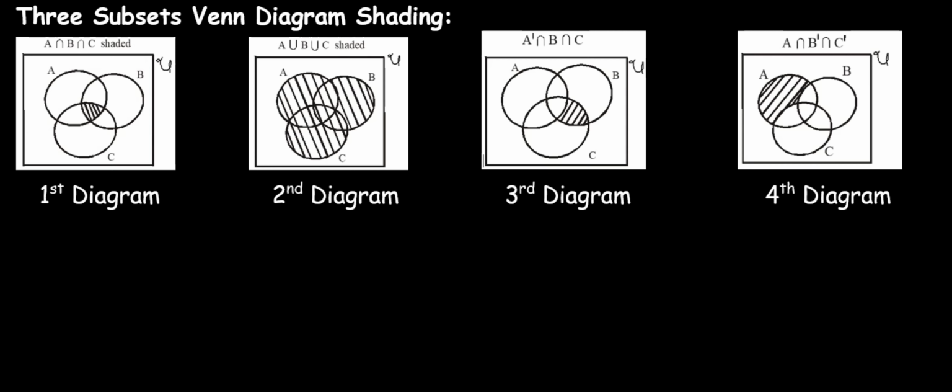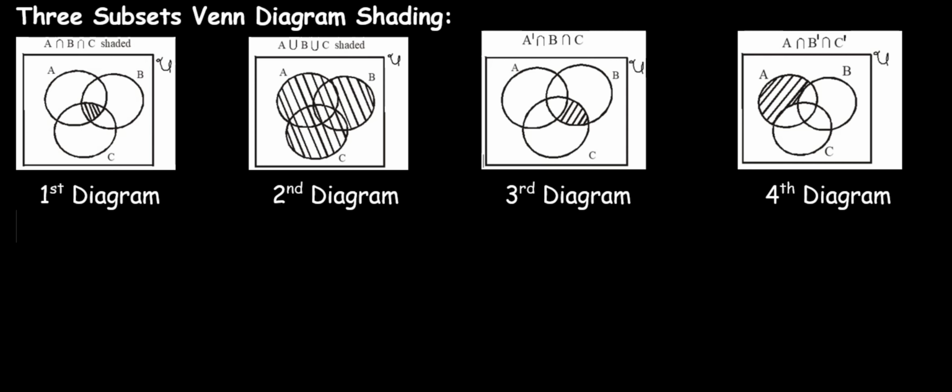Next, which is the second diagram, we have A union B union C shaded. If you look at it carefully, you will see that every part in the diagram where the three subsets A, B, C are joined together is shaded. But outside that, the universal set is not shaded. Hence the labeling, A union B union C shaded.